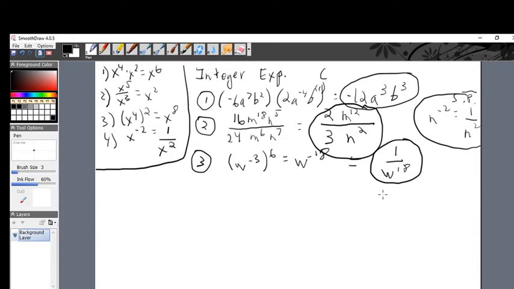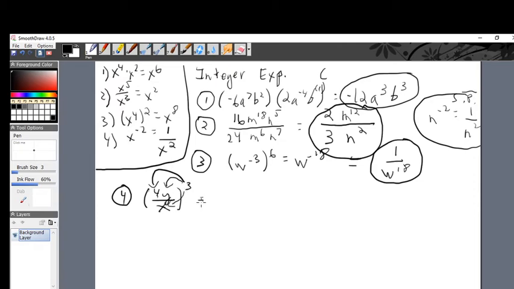Okay, this brings us to a little bit harder problem. Not really. Problem number 4, which is 4y in the numerator, x in the denominator, all of that to the third power. Now, here's the key. This is important. That third power is working on the 4, is working on the y, and is working on the x.